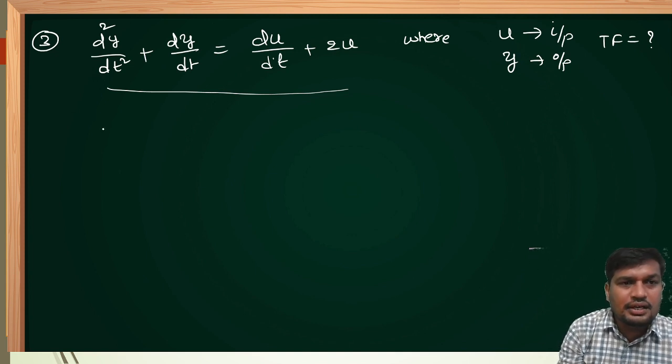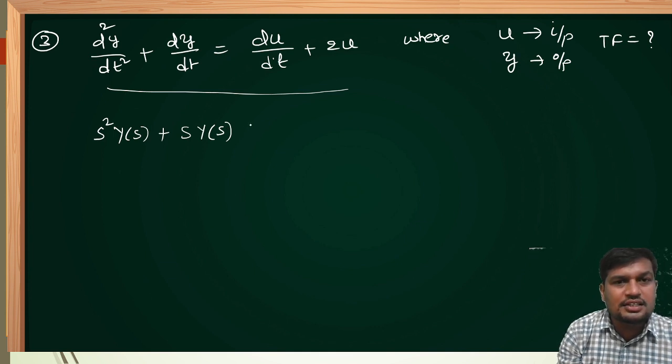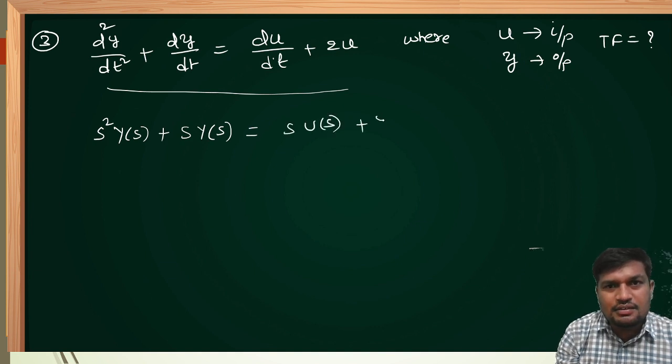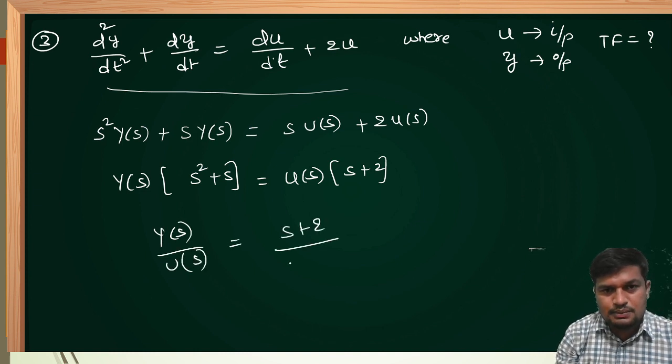Laplace of d square y by dt square, as we already discussed, is s square Y of s. Laplace of dy by dt is s into Y of s. The remaining terms we did not take into the expression because initial conditions are 0. Laplace of du by dt is s into U of s, plus Laplace of 2 into u is 2 U of s. Take output variable Y of s common, it is s square plus s, and input variable U of s, it will be s plus 2. Now the ratio of output to input, Y of s upon U of s, with initial conditions 0, the solution is s plus 2 upon s square plus s. This is the simplest solution.